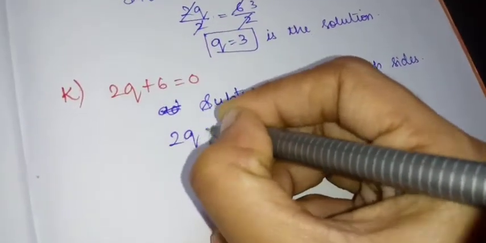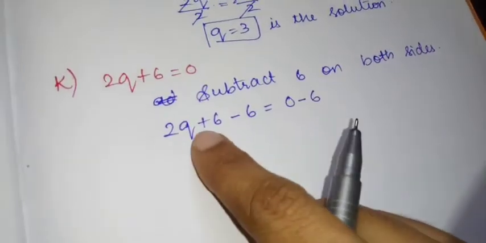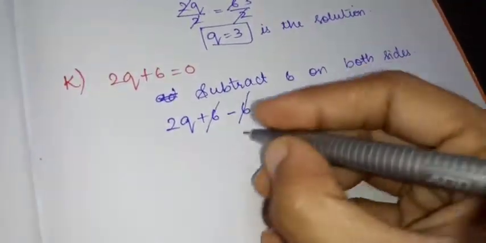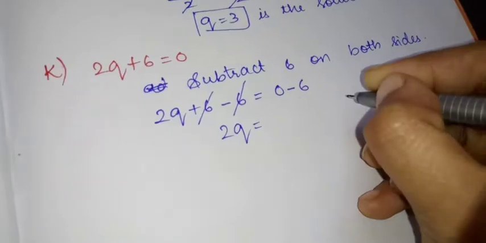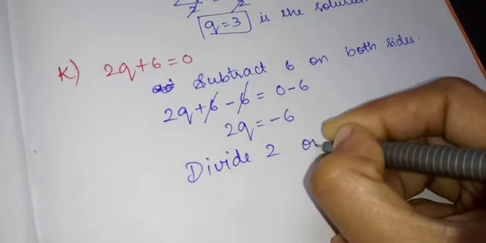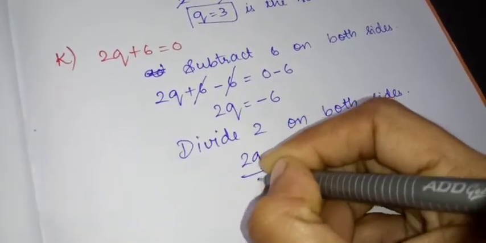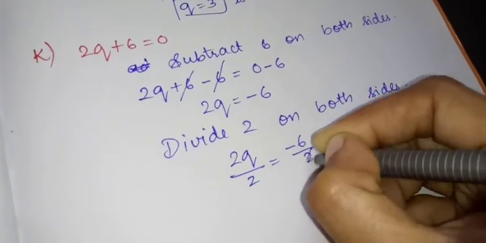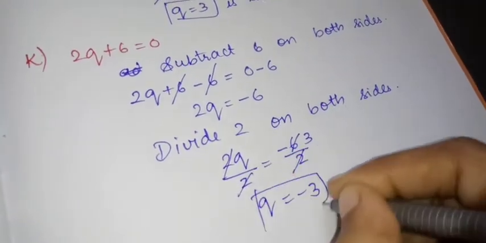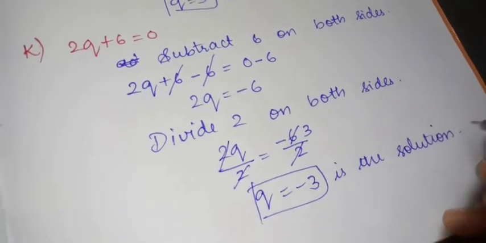So what will it become? 2q plus 6 minus 6 is equal to 0 minus 6. Plus 6 minus 6 cancel. 2q is equal to 0 minus 6 is minus 6. Now divide 2 on both sides. What will it become? 2q by 2 equal to minus 6 by 2. 3, 2 cancel. q is equal to minus 3 is the solution.